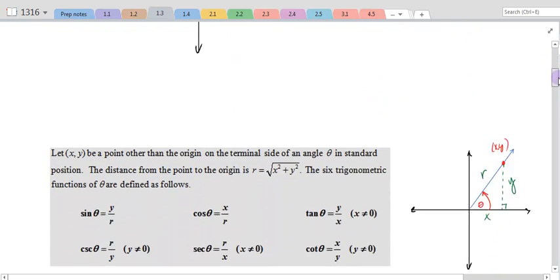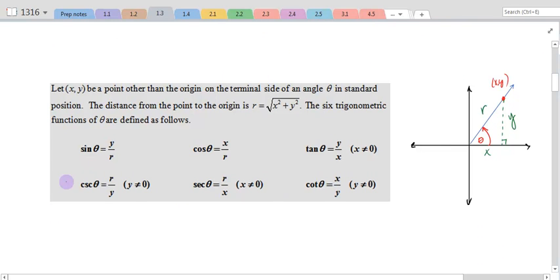So this here is a list of all six of those functions. Let's go over this for just a second. If we let x, y be a point other than the origin on the terminal side of an angle theta in standard position, in other words, here's my same figure. If this blue line started on the x-axis and rotated up, then it stops, so it's the terminal side, and I have some point on that line that is a distance r from the origin. Remember that if I talk about distance, the value of r will always be positive.